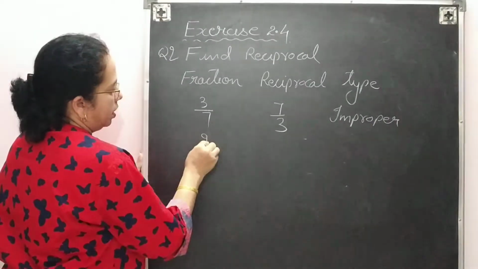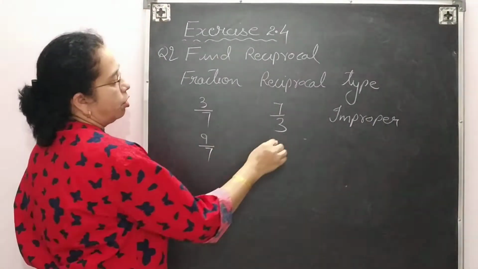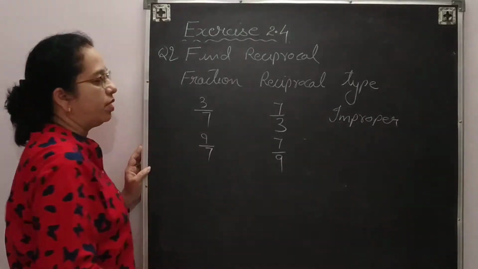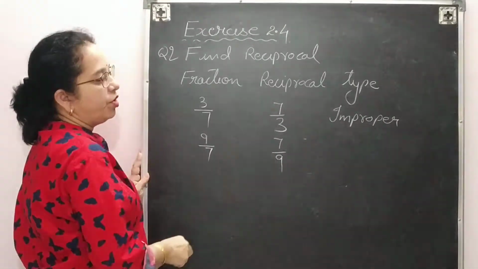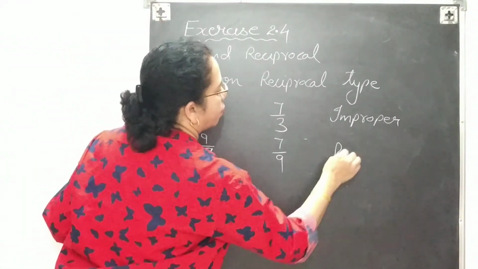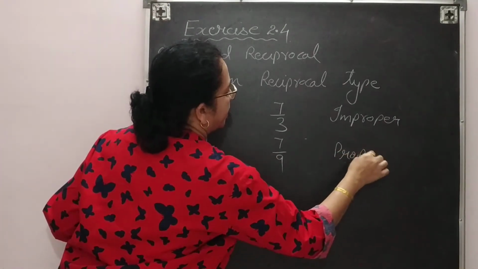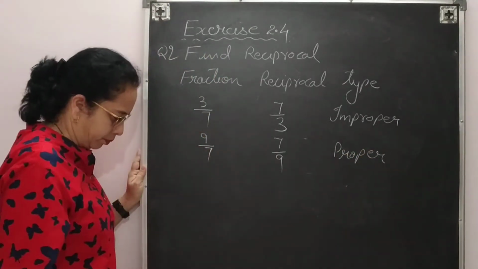Take another example. 9 upon 7. The reciprocal of 9 upon 7 will be 7 upon 9. So now which type of fraction is it? It is a proper fraction. 7 upon 9 is a proper fraction.